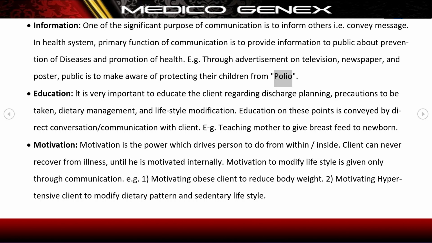Education: it is very important to educate the client regarding discharge planning, precautions to be taken, dietary management, and lifestyle modification. Education on these points is conveyed by direct conversation with the client, e.g., teaching a mother to breastfeed a newborn.